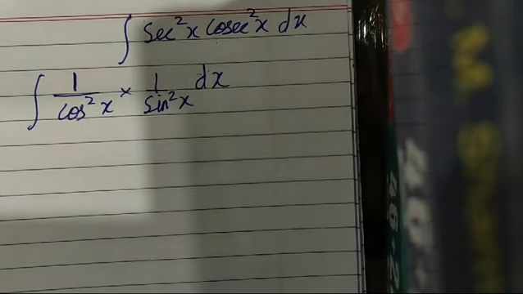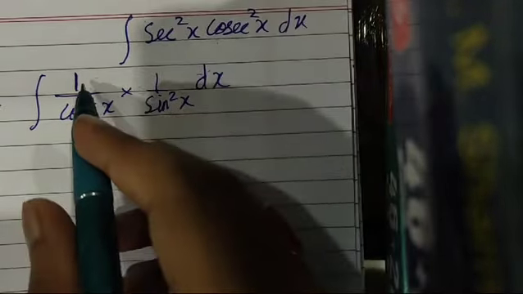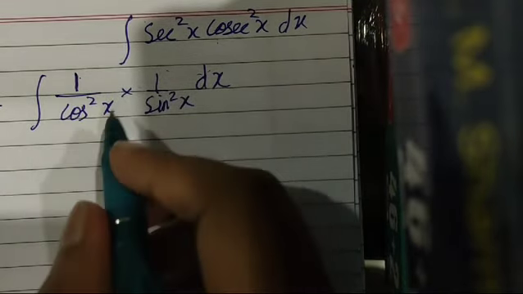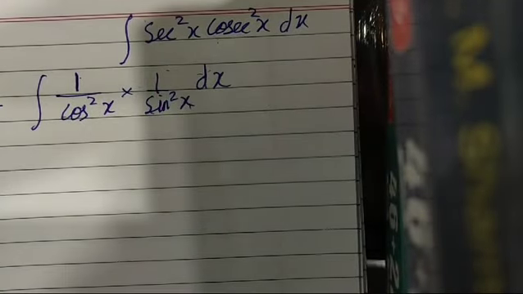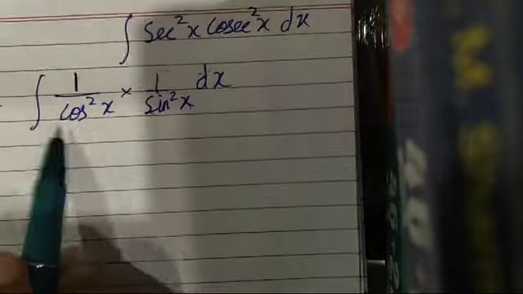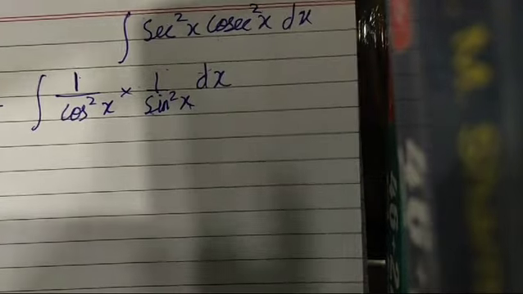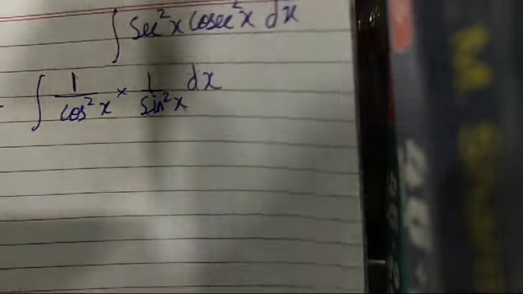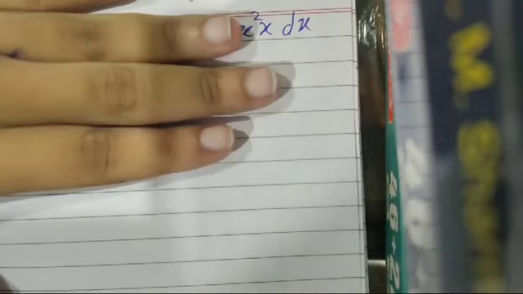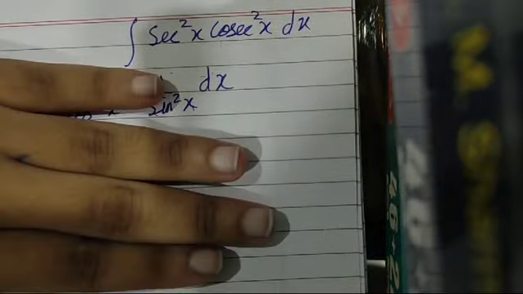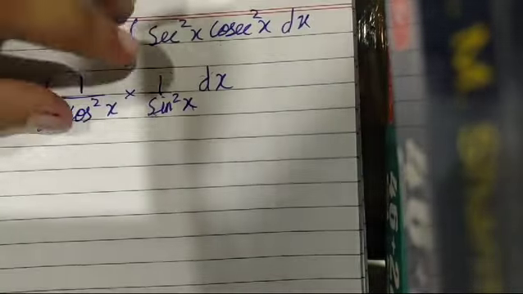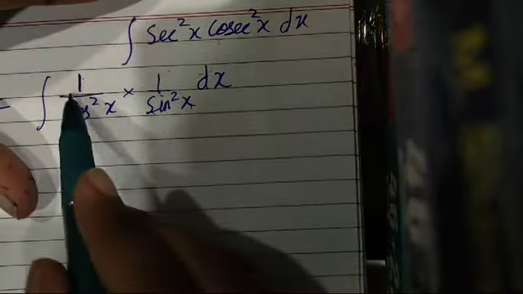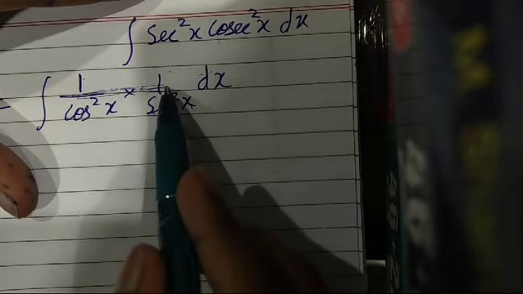dx. Now notice how in the numerator we get 1 and 1, and in the denominator we get cos square and sin square. Obviously we do not have standard integration for this. Now you can see cos square and sin square, and it should click into your mind that I know an identity where cos square plus sin square gives me 1.